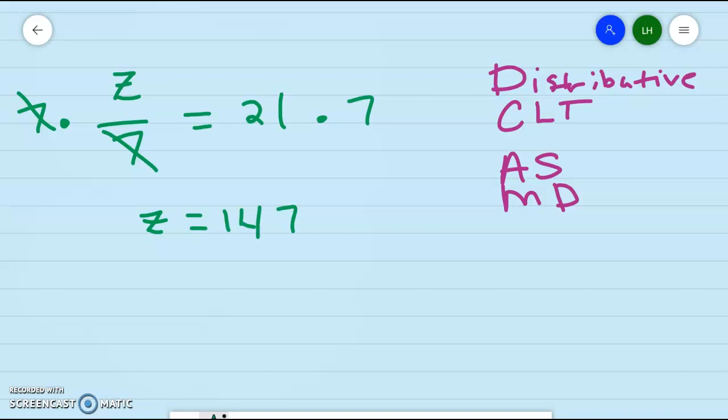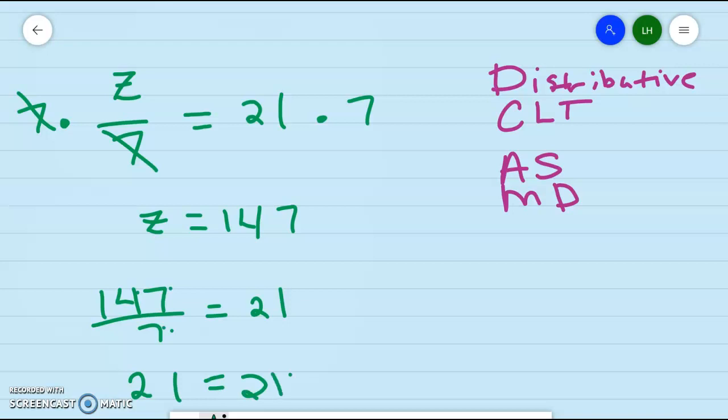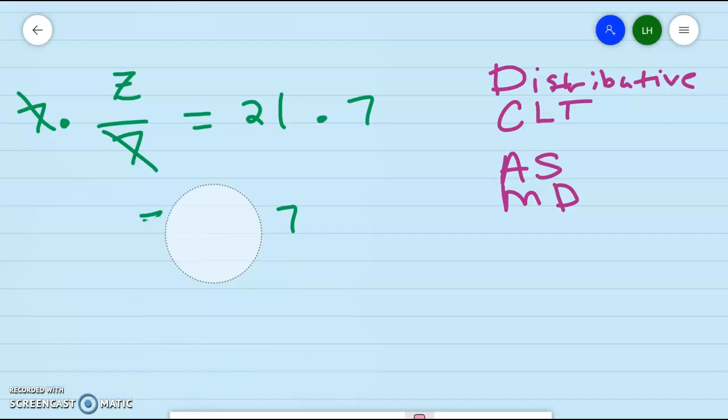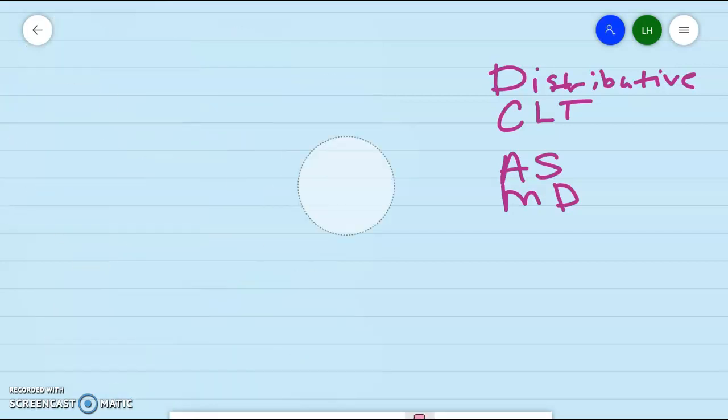And then you can just check it, plug it back into your original. And if you divide 7 into 14, you get 2, and 7 divided into 7 is 1. So that works out. Okay, the next one we're going to do, those were one-step equations. So now we're going to look at two-step equations.